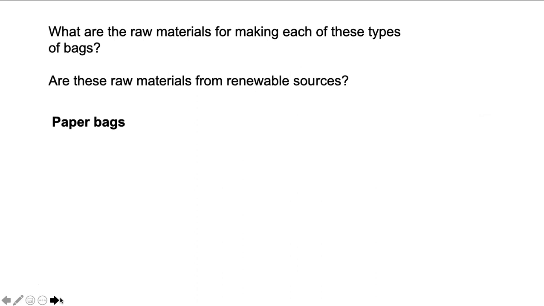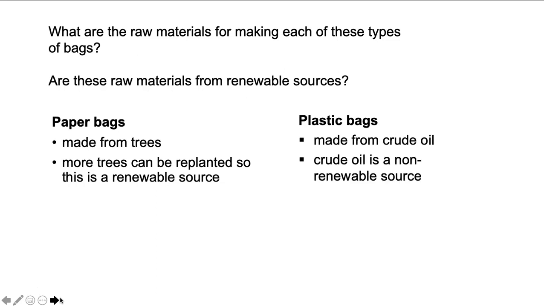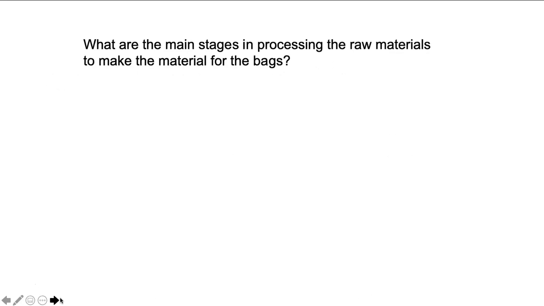Are the raw materials renewable? So let's look at paper bags. Paper is made from trees. More trees need to be replanted, or the more trees you cut, the more pollution there is because the amount of carbon dioxide in the atmosphere goes up. What about plastic bags? Plastic alkenes used to make plastics are manufactured from crude oil. Crude oil is a non-renewable resource. So paper bags are a renewable resource. Plastics are non-renewable.